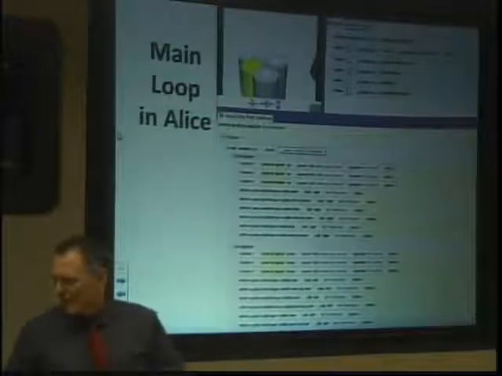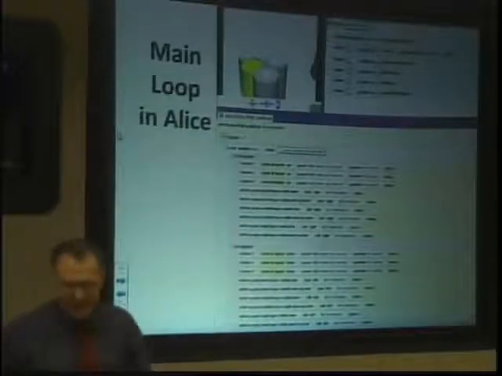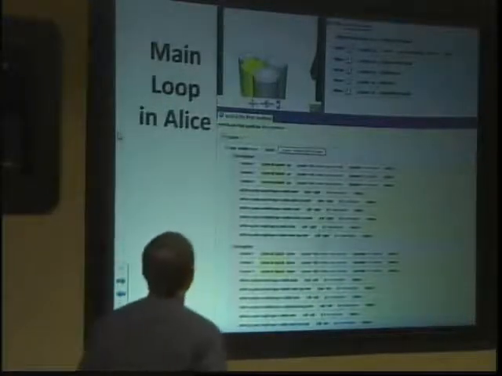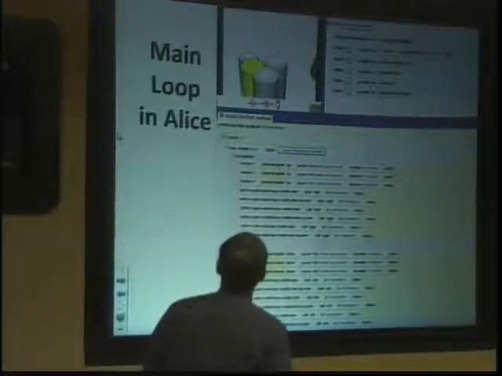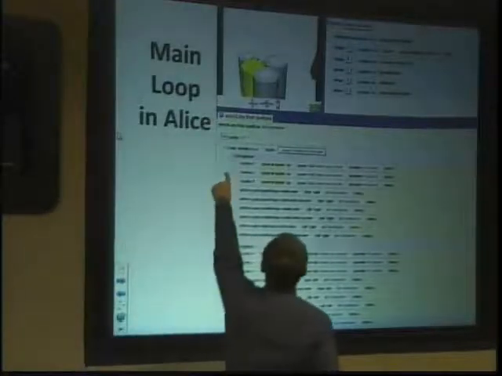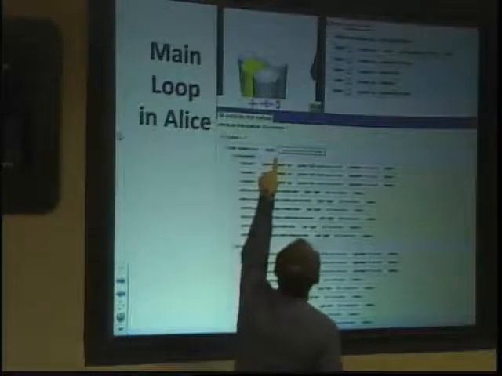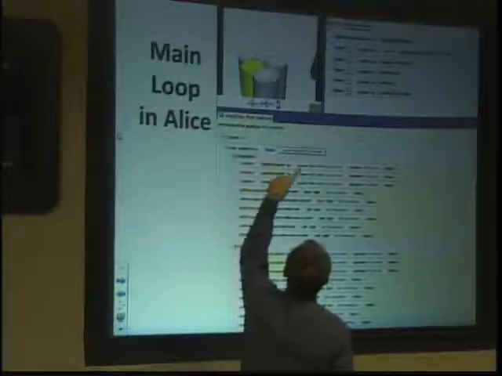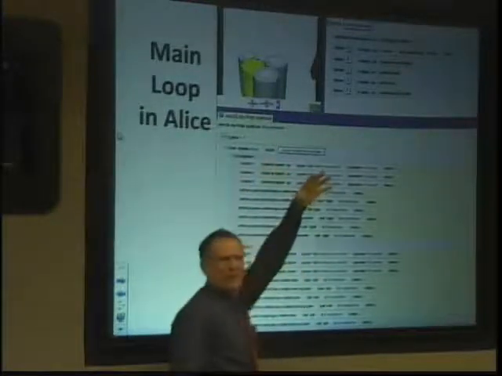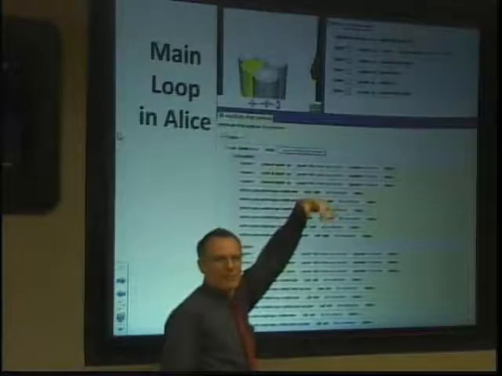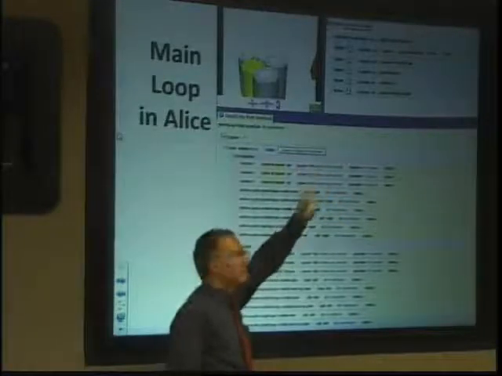Okay, let's look at a main loop in Alice. Alice does not hide the main loop from the programmer. You get to see it here: loop infinity times. And this is the program we saw last week when we looked at the carpal tunnel syndrome simulation with the fingers moving and the wrist at various different positions.